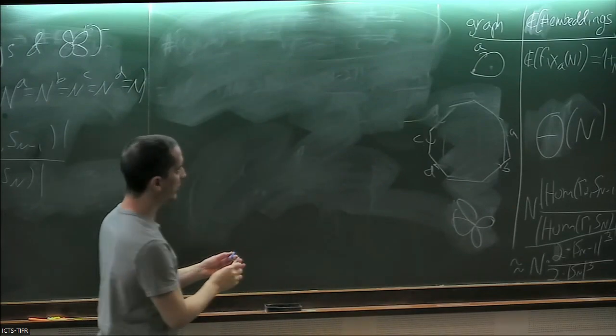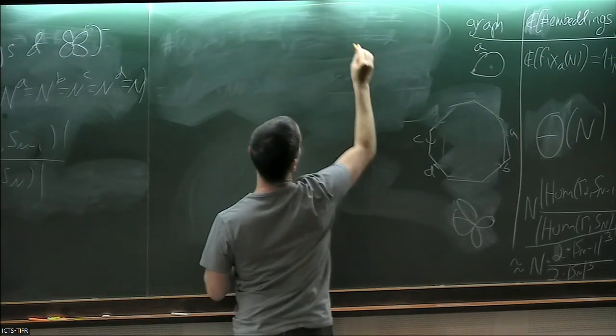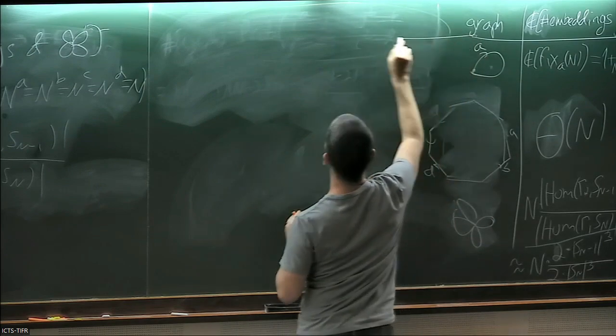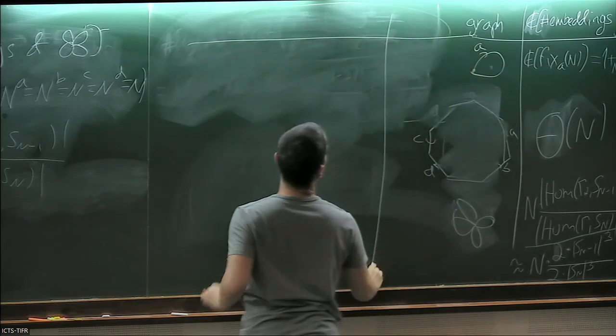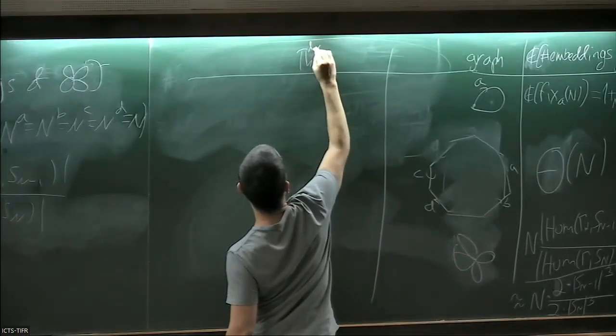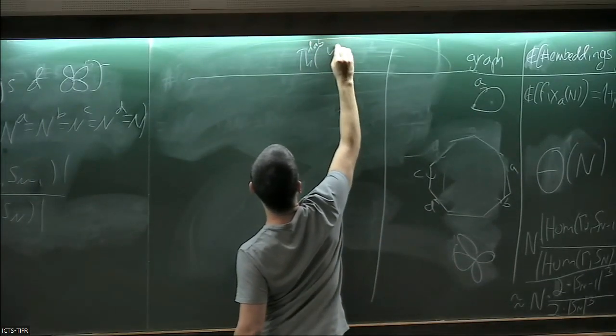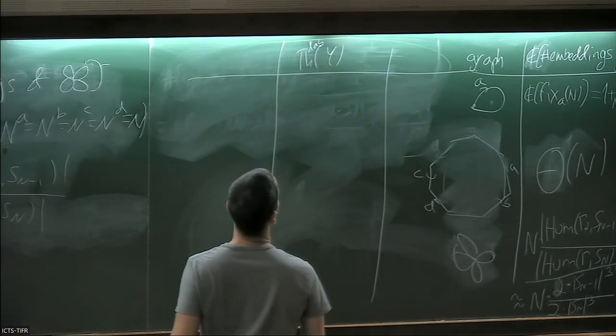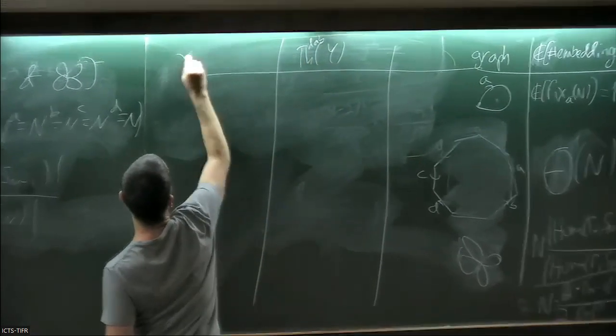Okay, so let's look at that. What is the Euler characteristic? I'll continue this table to the other side. What is the labeled pi1 of this piece? And what is the Euler characteristic?